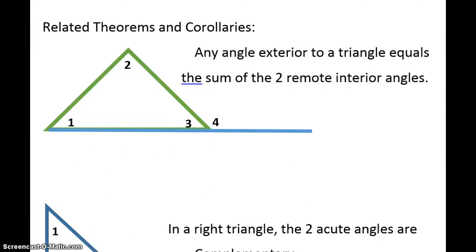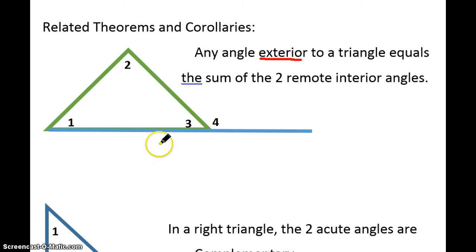Okay. All right. So the first one is called the exterior angle theorem. And anytime we have what we call an exterior angle, it's just an extension of one side. It's not just the fact that it's out here somewhere. It has to literally be an extension of one side of my triangle.